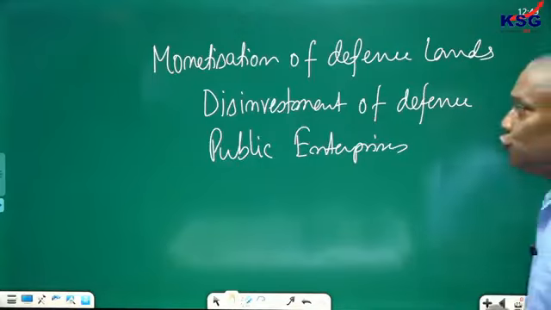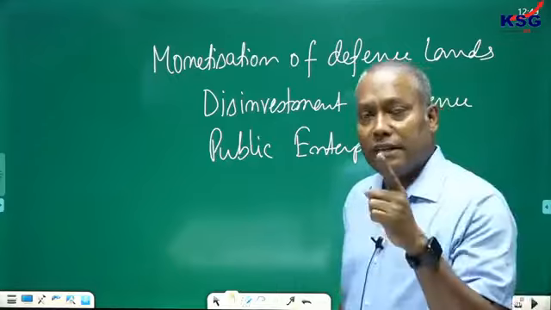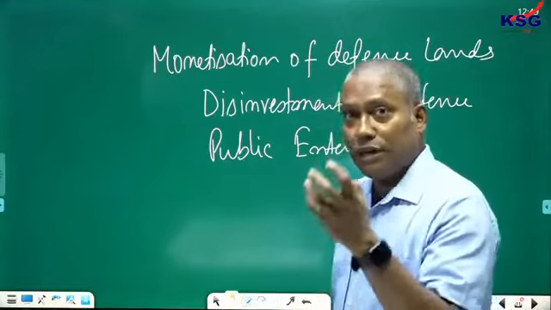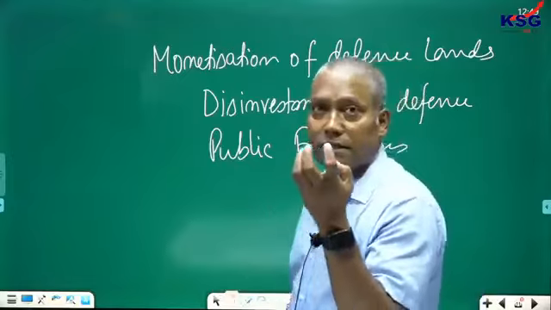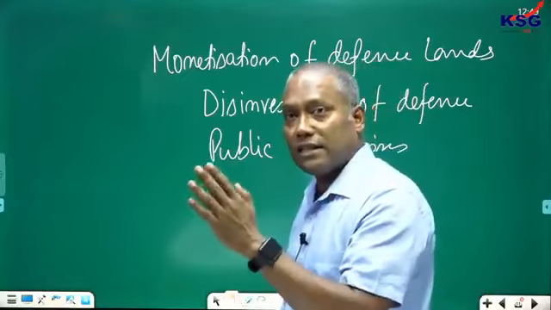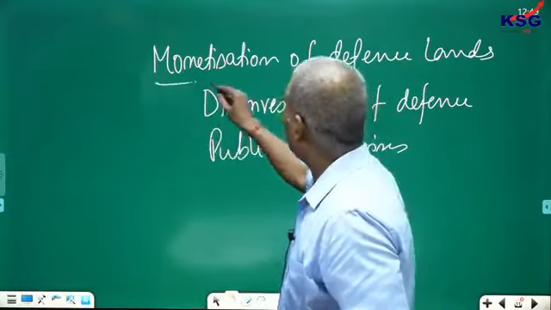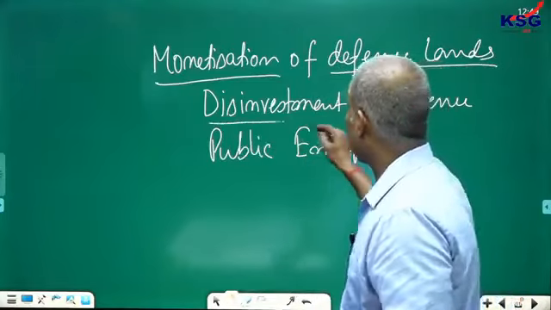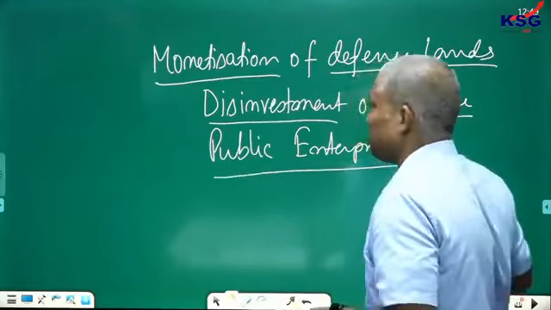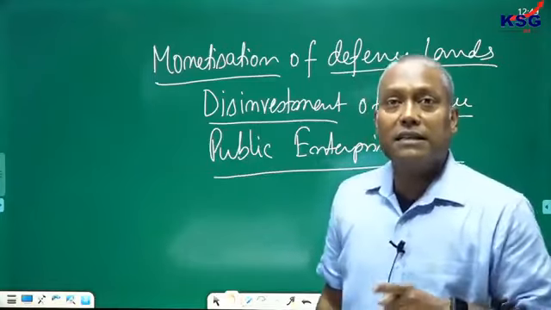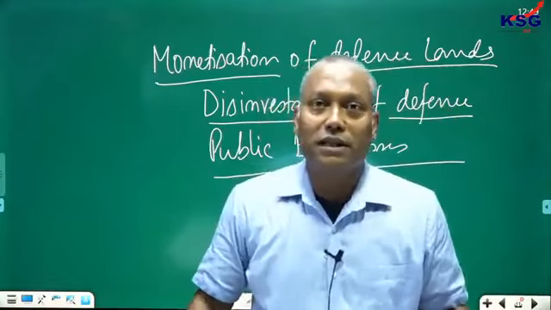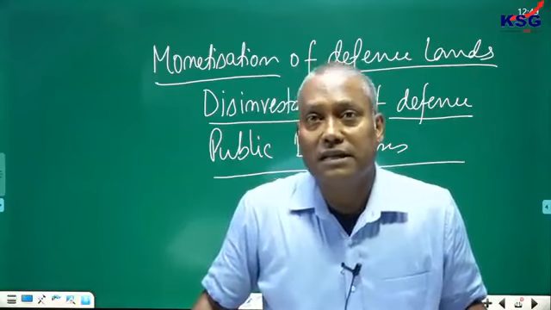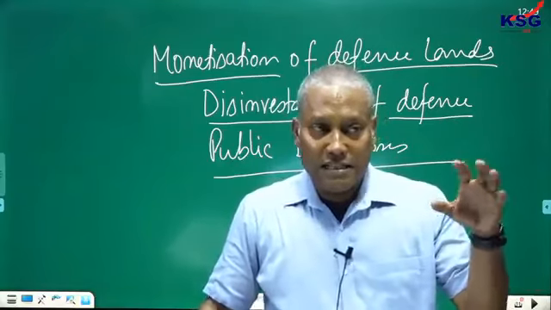Clear? So two ways: one, you can get the budgetary assistance from the Consolidated Fund of India, and the other part, you can fund this fund after monetizing the defense land, meaning sell your defense land, and second, disinvestment of defense public enterprises. And you know that the central government already handed over the defense ordnance factories to private hands, okay, and they are creating the fund.